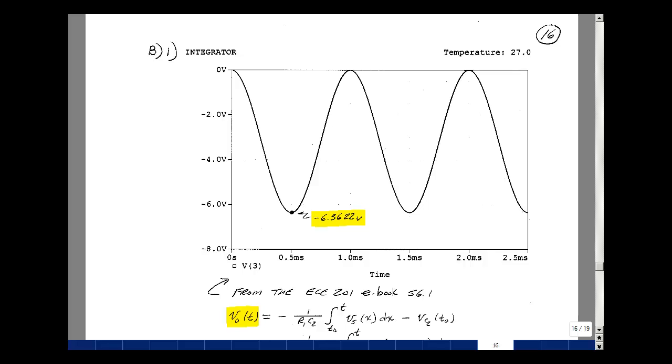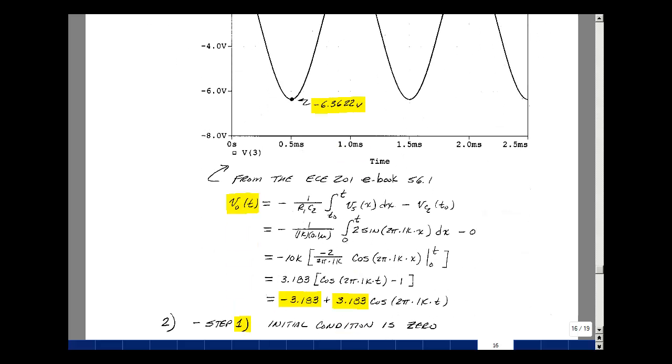Well, we've actually done this before in ECE201 in supplemental problem 6.1. So let me go grab the formula from that supplemental problem, which is equal to minus 1 over R1C2 times the integral from t0 to t of V sub s of x dx, minus the initial condition across the capacitor. The resistor was 1K, the capacitor was 0.1 microfarad.